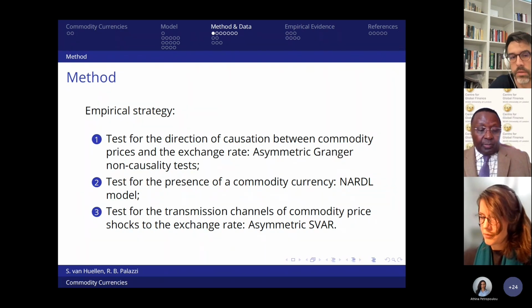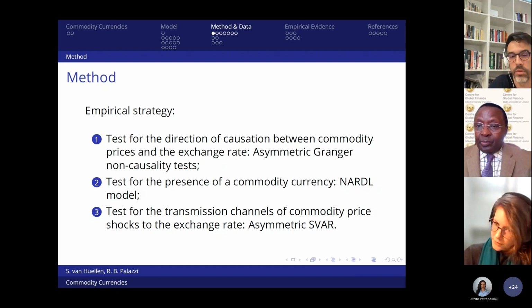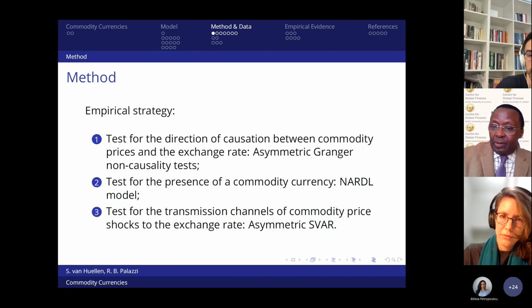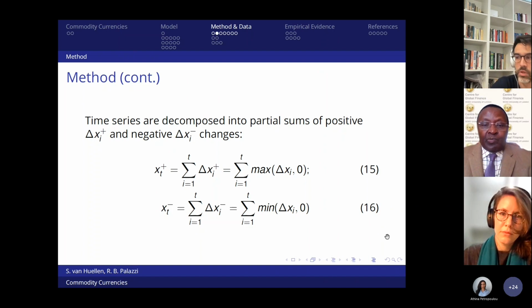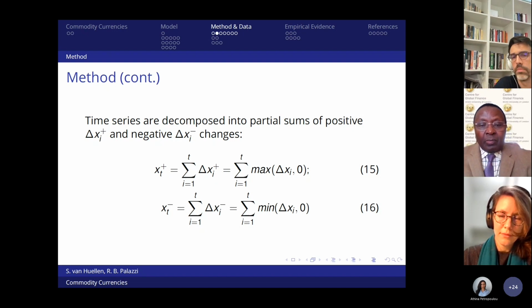This model is not particularly well known, but it's a little bit different from the vector error correction. And we also tested using the shocks from the structural VAR, using the asymmetric VAR. It's important to talk about the NARDL because the model comprises a dynamic error correction, with the asymmetric co-integration in the long run, which is interesting because it captures not only the long run dynamics but also the short run adjustments. And this model overcomes some limitations of the previous methods.